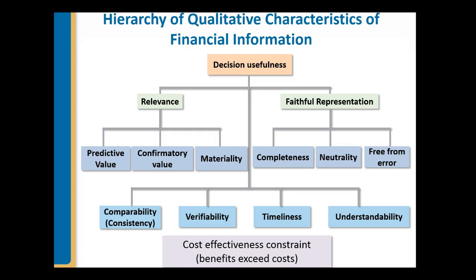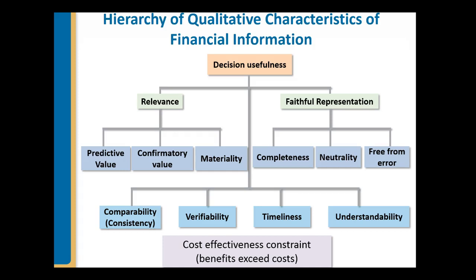As you see, there's also some other qualitative characteristics that enhance usefulness. Comparability helps users see similarities and differences between events and conditions. Consistency refers to the same accounting practices being used over time to permit valid comparisons between reporting periods. Verifiability implies that different knowledgeable and independent measures would reach the same conclusion regarding whether information is a faithful representation of what it's intended to depict.